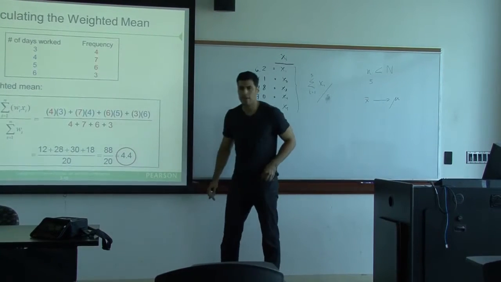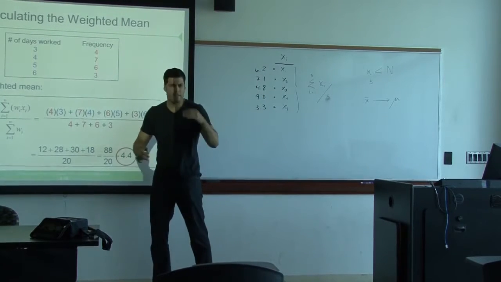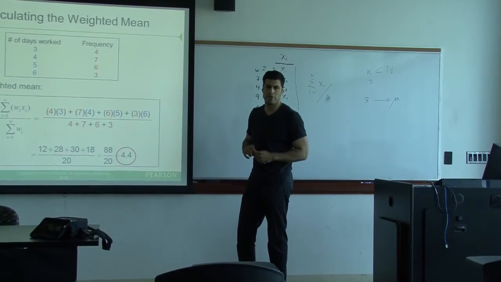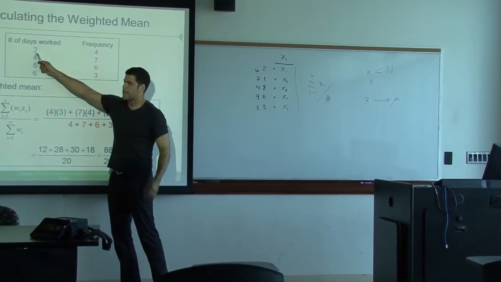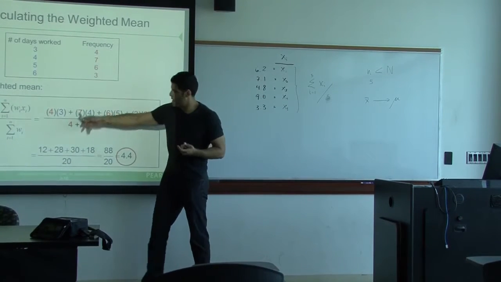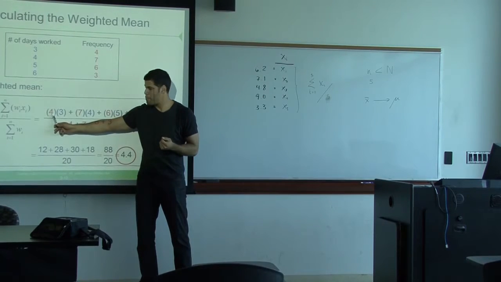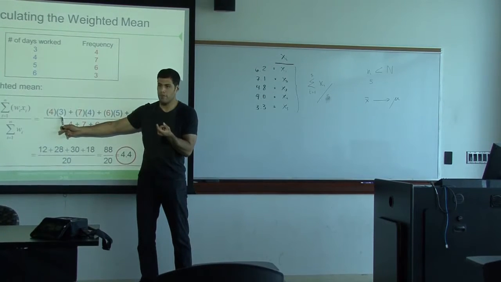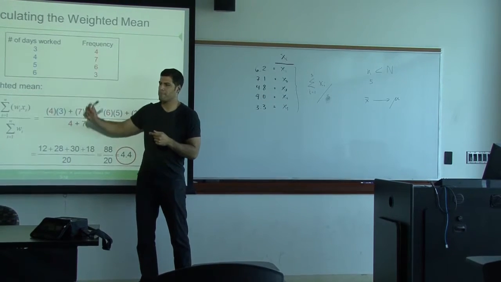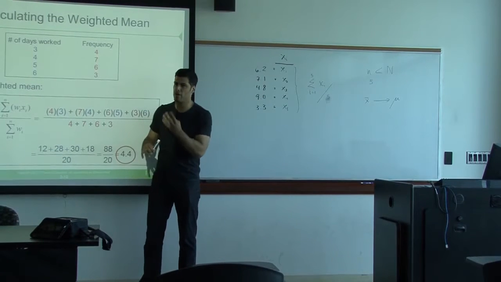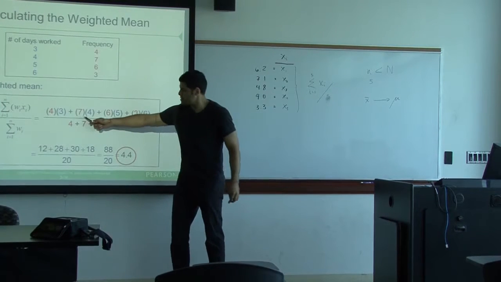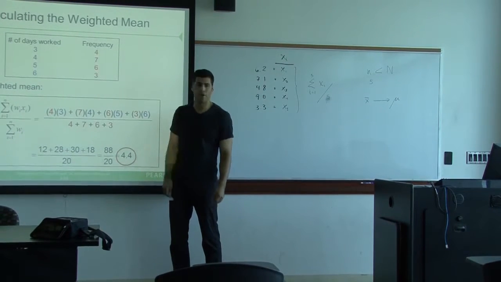Now look at what we have. Let's look at the first row. We have the case in which we worked only 3 days, right? The weight for that is 4. So we have 4, that's the weight, right? 3 is the actual data point, right? 3 days. So that's W times X for the first row. How many rows do we have? 4. Is that okay? Plus the second row, which is going to be 7, that's the weight, times 4, and so on.